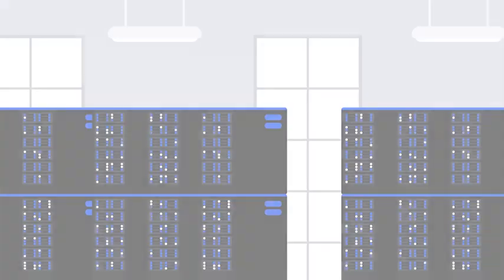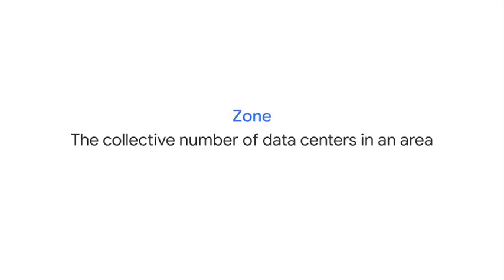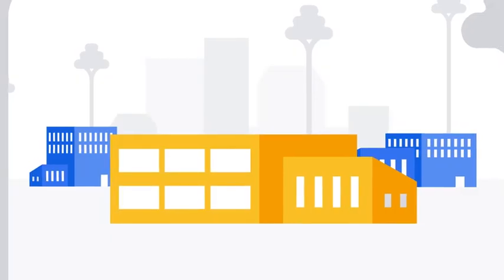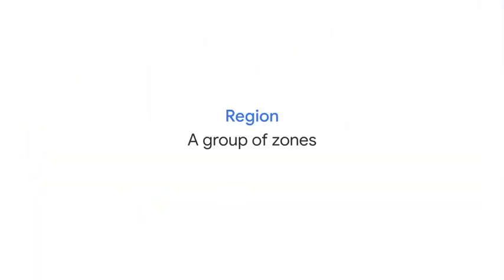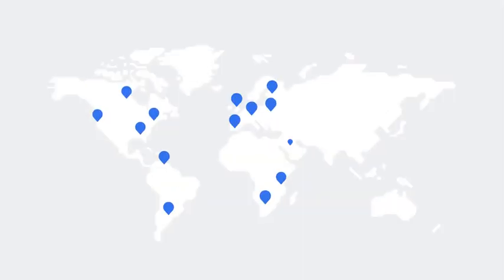This is called a zone. A zone is the collective number of data centers in an area. A zone may contain one data center or multiple data centers. And a region is a group of zones. Google Cloud has many regions across the globe, and it's always growing.